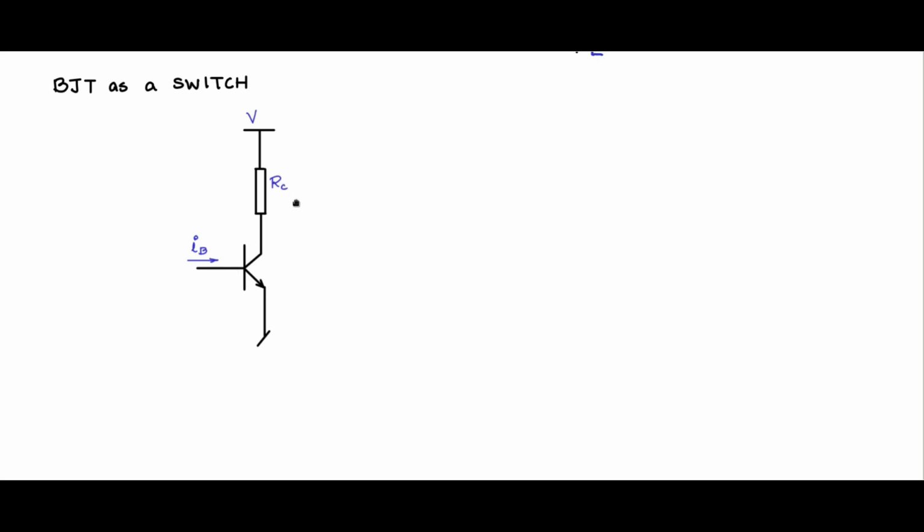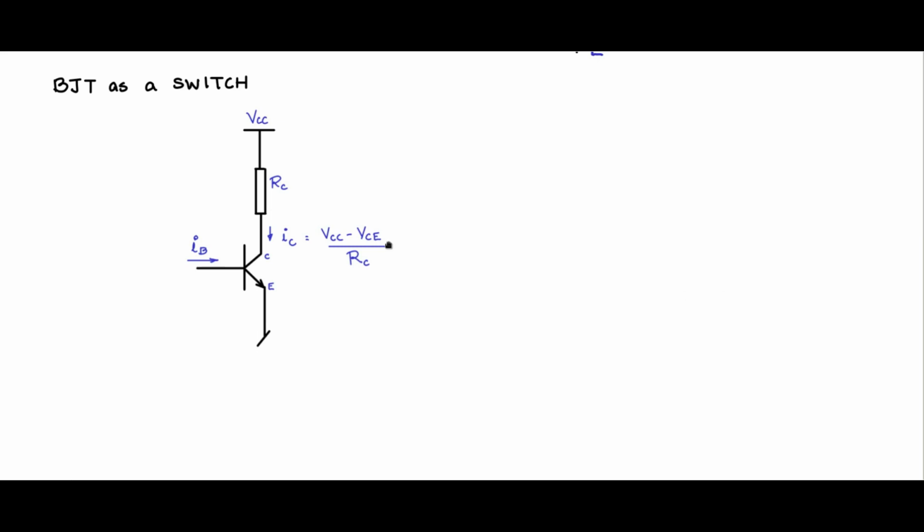Call this resistor as RC, the resistor connected in the collector, and this is VCC, some supply voltage. This is C, collector terminal, and the emitter terminal. And the collector current is, if you take Kirchhoff's voltage law on this loop, VCC minus this drop VCE, which will be the drop across the resistance, divided by RC will be the collector current. So this is the general equation.